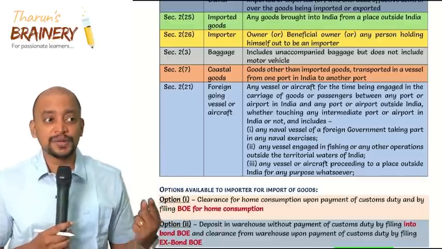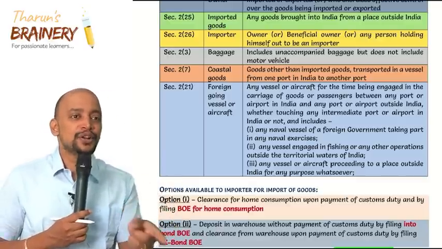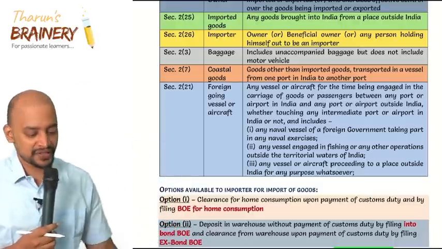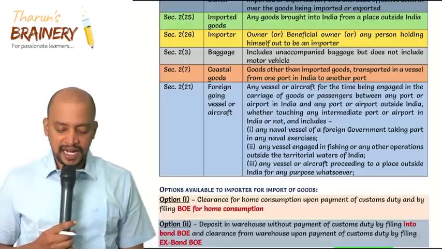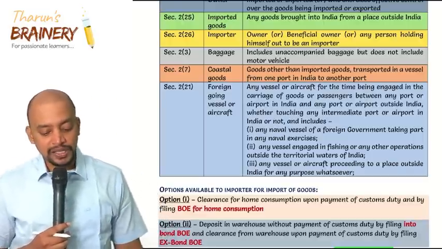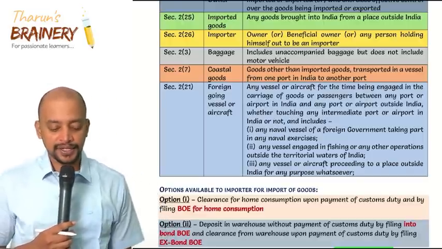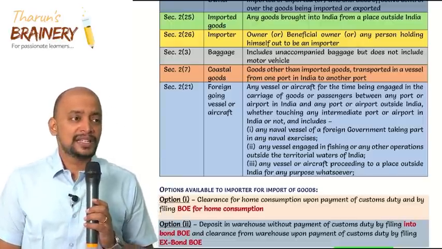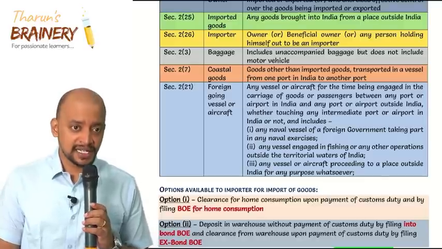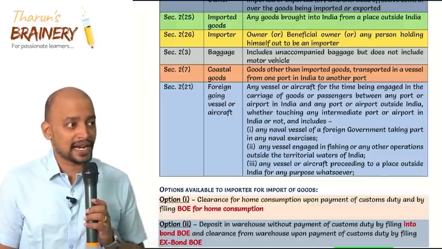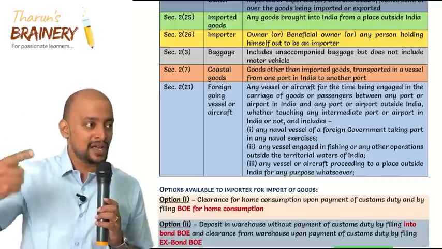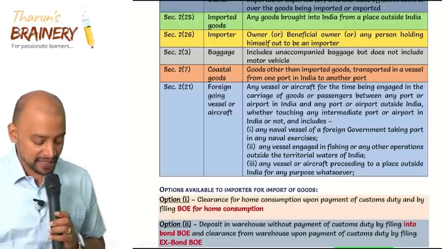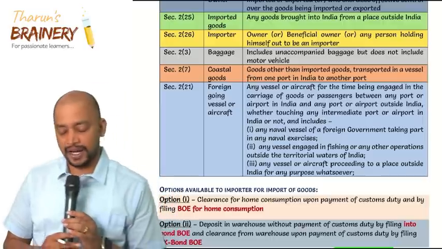Why? Because what is the meaning of India? Up to 12 nautical miles. So beyond 12 nautical miles it will be called outside India. Therefore it will come under foreign going vessel or aircraft. Then third, any vessel or aircraft proceeding to a place outside India for any purpose whatsoever. Maybe some jet flights or Indian Navy vessels or Air Force aircraft which are taken outside India for trial runs and all, that will also come under foreign going vessel or aircraft. What is the purpose of this foreign going vessel or aircraft?